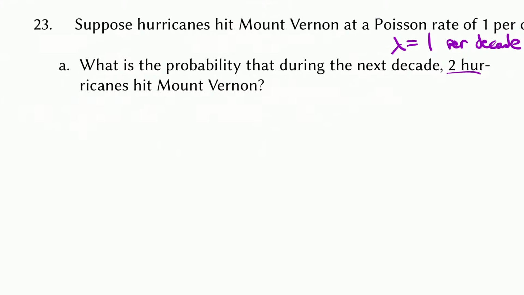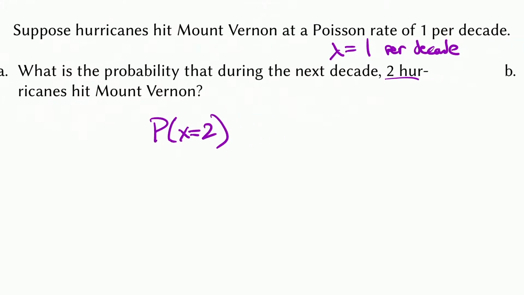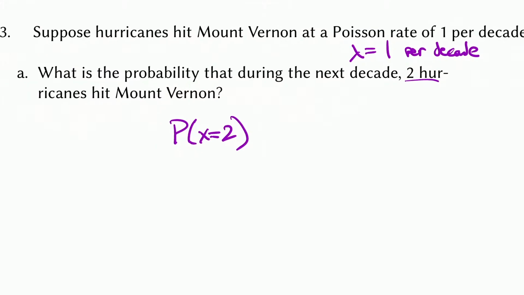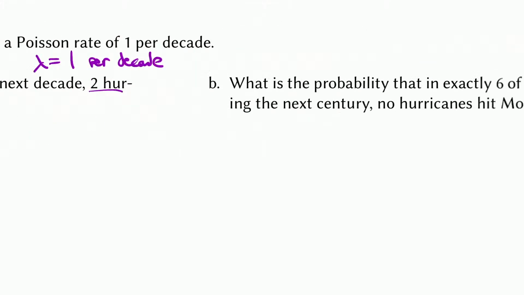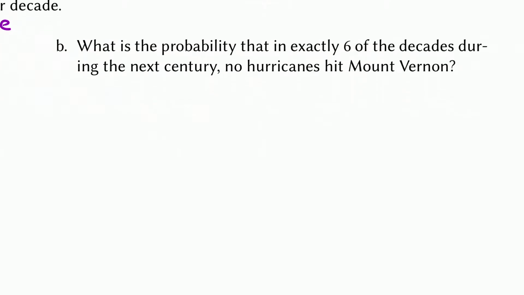But anyway, so let's see, this is 2 hurricanes. This is the probability that x equals 2 with a lambda of 1. So you can go up to there to the Poisson land and figure that out. And then this last one is a little bit weird because it says, what is the probability that in exactly 6 of the decades during the next century, no hurricanes hit Mount Vernon?